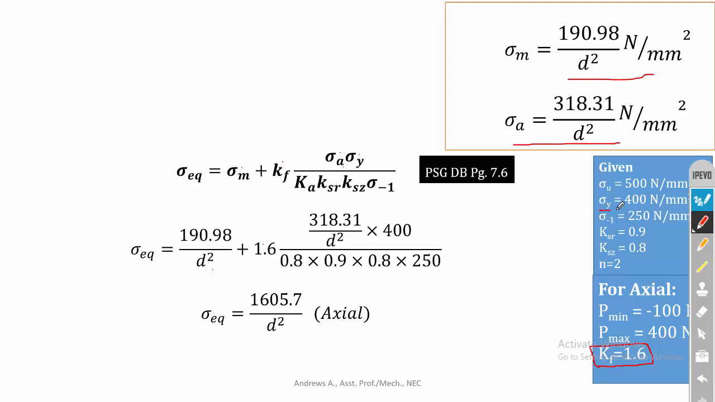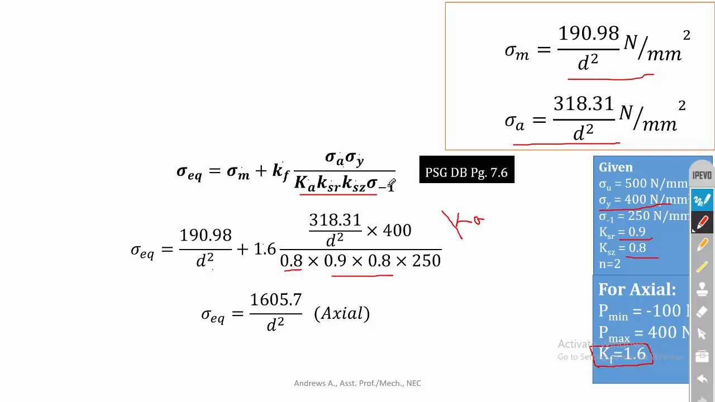You can see that here it is 400 Newton per mm square. Then here the correction factors. So Ka is the correction factor for axial load. We know that Ka is equal to 0.8. For axial it is 0.8. Further, KSR and KSZ are given in the problem. It is 0.9 and 0.8.